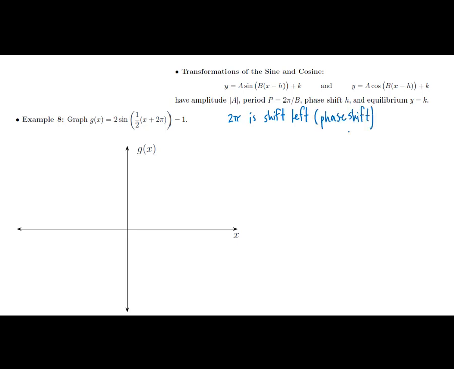We'll see examples later where it is not given to us in this form, and we need to understand that in order to see that true phase shift, you would want to have it in this factored form. Okay, but this one already is. So we have a shift left of 2 pi. First of all, we can see that 2 is the amplitude.